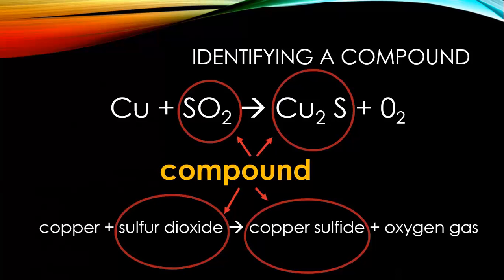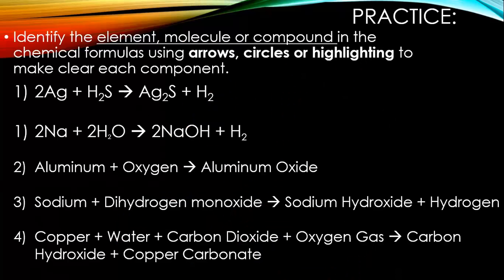Let's have a practice at this. Identify the element, molecule, or compound in the chemical formulas, using arrows, circles, or highlighting to make clear each component. Look at each of these different chemical formulas, but also the word equations, and work out which of them are the elements, which are the molecules, and which are the compounds. Chances are you'll have to go back through the slides and look at the things we've just talked about to help you answer those. Have a go at it, see how you go.